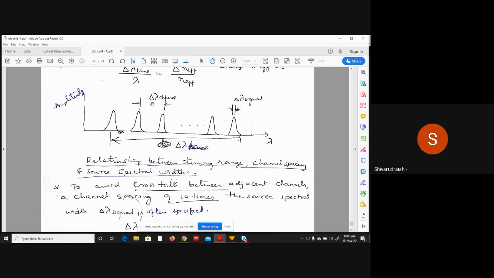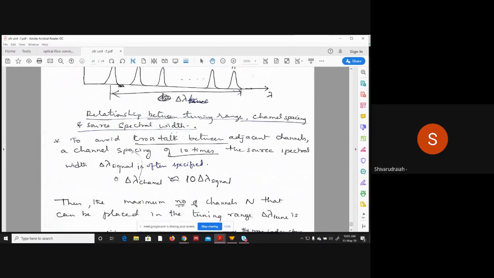Okay, and if you need to maintain some channel spacing between adjacent wavelengths, then it also requires some wavelength within that range. So in that case, it can be less than 50 different wavelengths. Okay, please go through the next important statement.